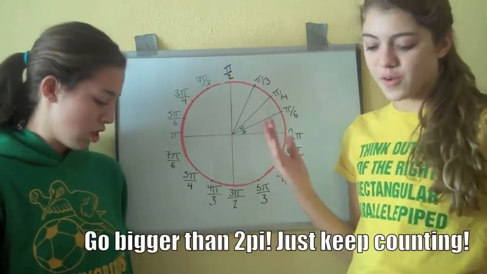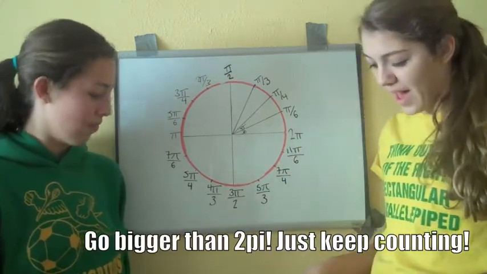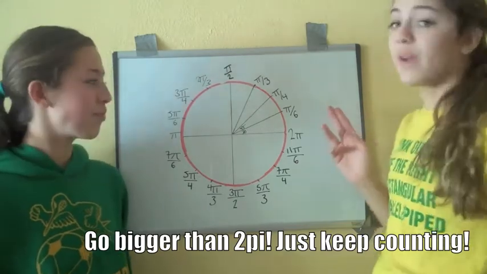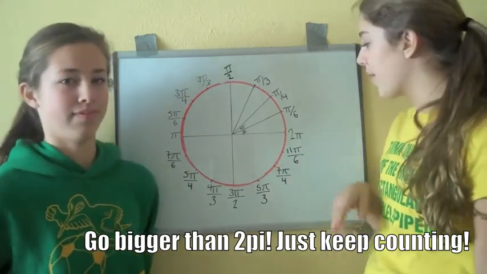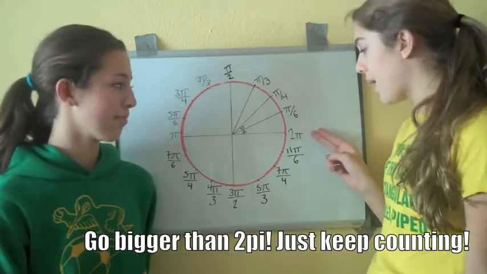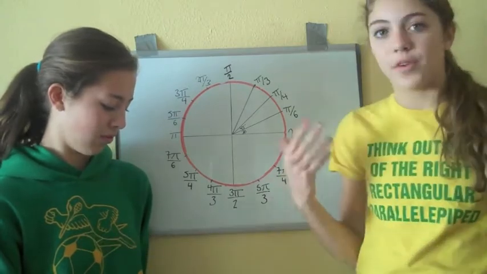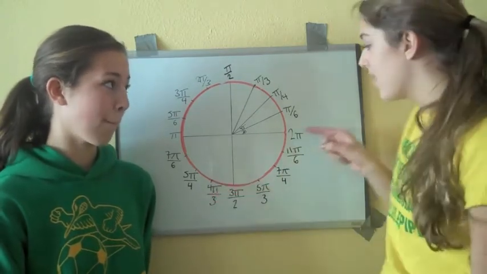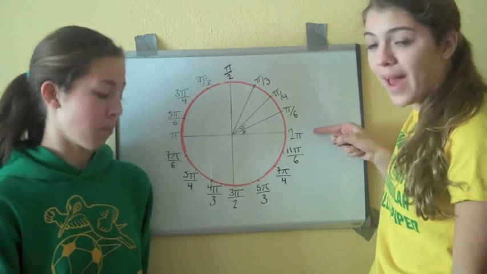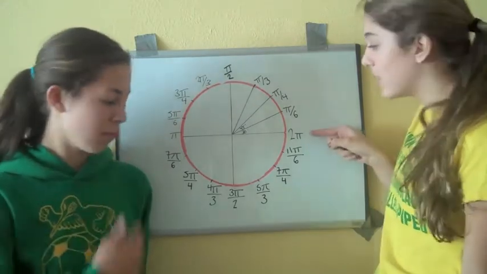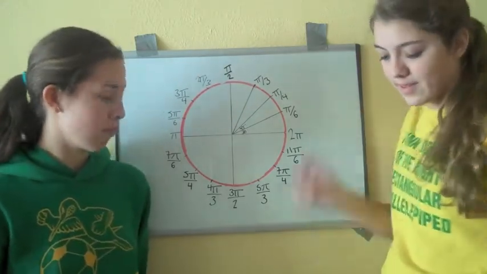Also, you can use a unit circle to find rotations greater than 2 pi. Depending on whether you're looking for radian measure of pi over 6 or pi over 4, you simply keep counting from the 2 pi mark. So let's say I'm looking for 13 pi over 6. We know that 2 pi equals 12 pi over 6, so you keep counting to 13 pi over 6.